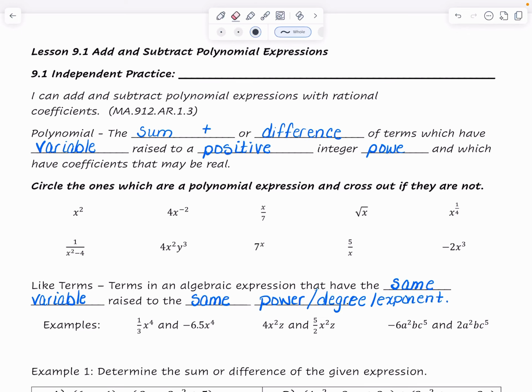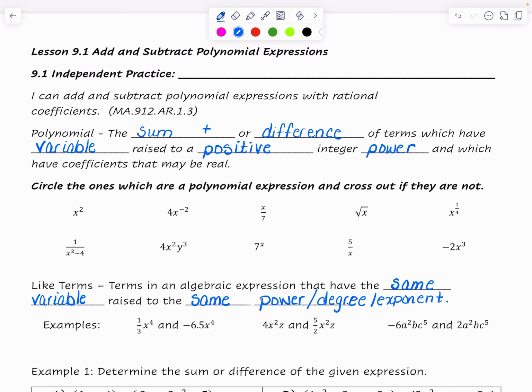Hi everyone, let's go ahead and look at 9.1, adding and subtracting polynomial expressions. So whenever we add or subtract these polynomial expressions, we need to make sure that each term first is a polynomial. To determine if something is a polynomial, we're going to be looking at the exponent of each one. The exponent needs to be a positive whole number.